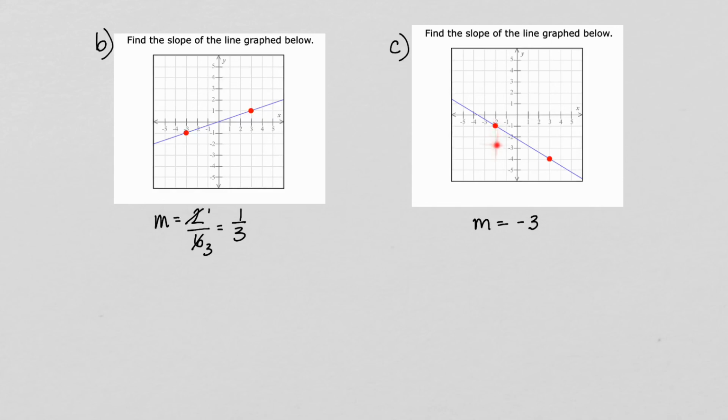So I went down 1, 2, 3. And now I have to count how many over to go. So it's 1, 2, 3, 4, 5. So my slope here is going to be -3/5. So if you start on the left dot, then you can always just calculate it by counting it off.